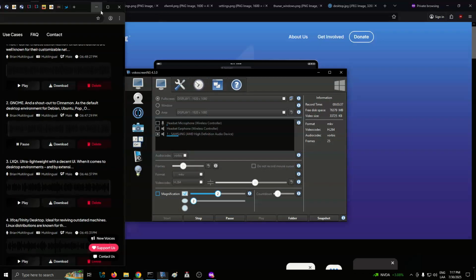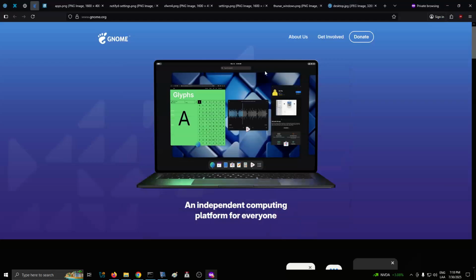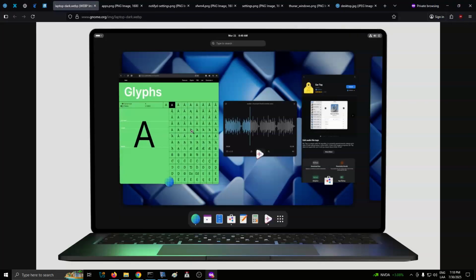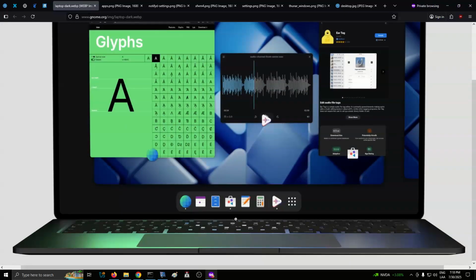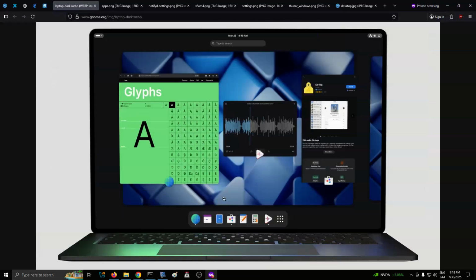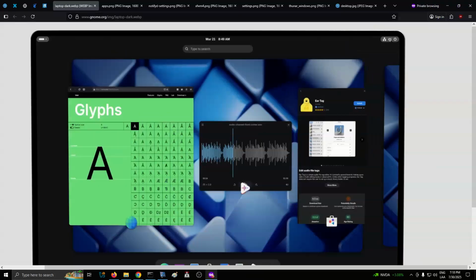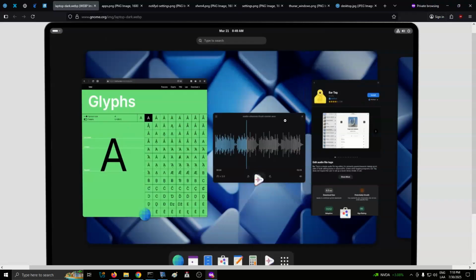2. GNOME. And a shout-out to Cinnamon. As the default desktop environment for Debian, Ubuntu, Pop_OS, Kali Linux, and a host of other popular distributions, GNOME is the gold standard in the Linux ecosystem. It's extremely stable and includes multiple apps for you to tinker with.